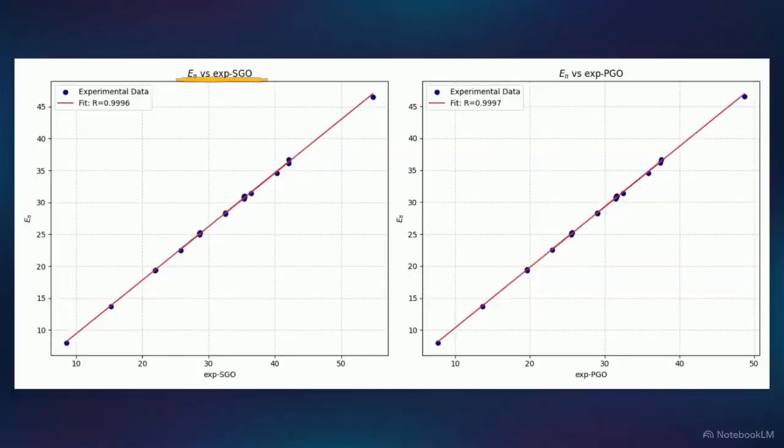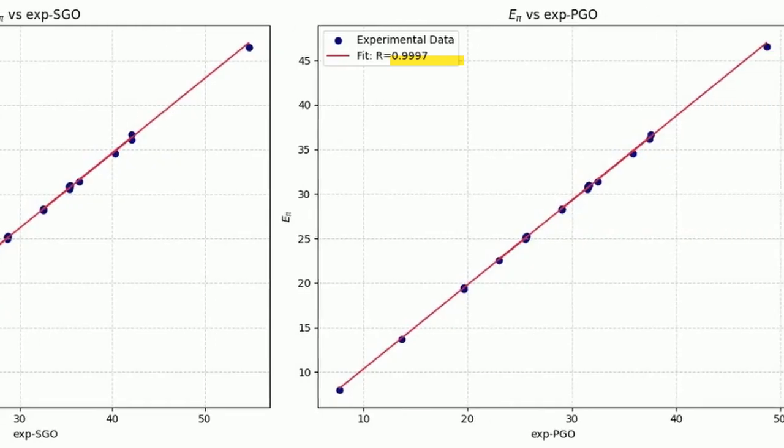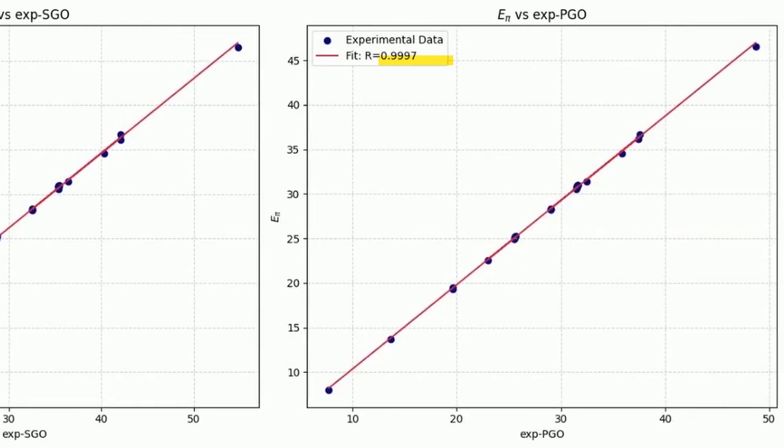These scatter plots show the sum connectivity index on the left and product connectivity index on the right, mapped against pi electronic energies. Data points align tightly with fit lines. The sum-based correlation hit 0.9996, the product-based hit 0.9997. Both models are highly accurate predictors.